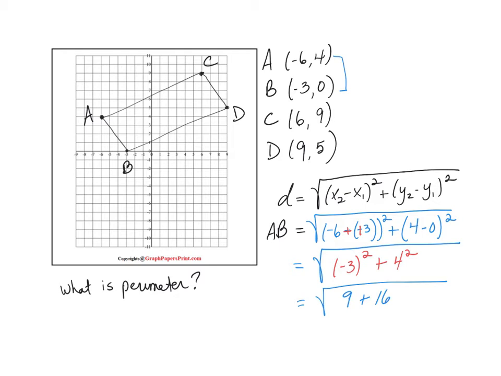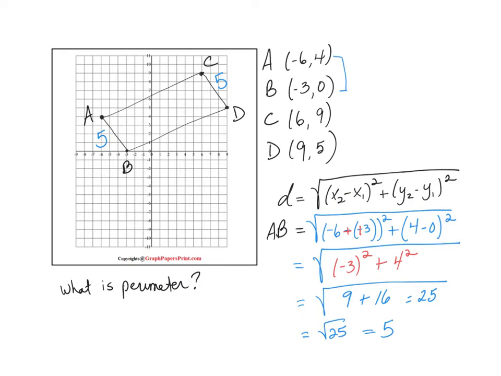And when I add 16 and 9, that gives me the square root of 25, and the square root of 25 is equal to 5. So that means AB has a length of 5. Now, because this is a parallelogram, opposite sides are congruent. So I don't have to calculate the length of CD because by definition, both AB and CD will have a length of 5.